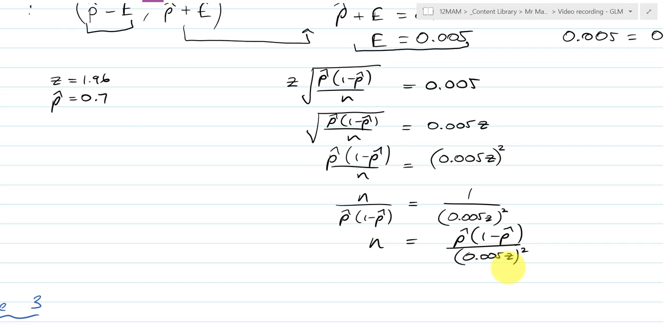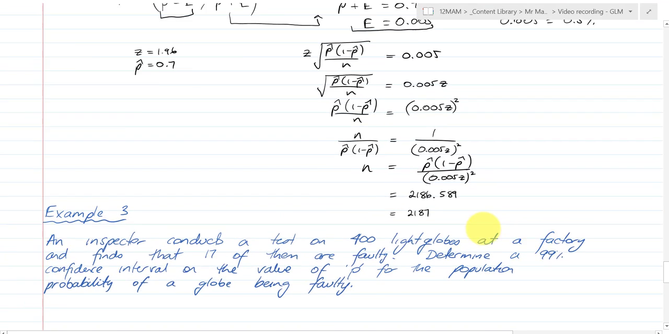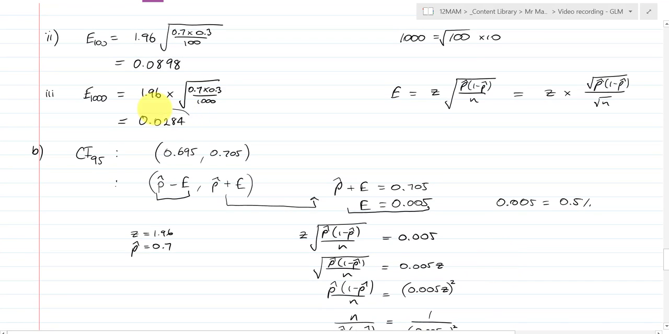Z is equal to 1.96, p hat's equal to 0.7, and so n has to be equal to at least 2186.589. So we'll say it has to be equal to at least 2187. That's what our n value must be equal to in order to reach that 1% confidence interval. Because as you increase our n value, we decrease the range of the confidence interval. So we decrease our e value, which is our margin of error. And that's pretty reasonable, because if I go back up to the 1,000, remember my confidence interval had this, which was 2.8%. But increasing by 2,000 is a fair jump.